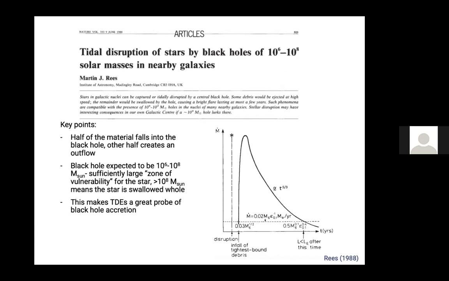If it's bigger than 10^8 solar masses, the event horizon is going to be greater than the tidal disruption radius. So you're also not going to see these around the very biggest black holes out there. And I like the last sentence: Stellar disruption may have interesting consequences for our own galactic center if a black hole lurks there. Ooh, so we'll tune back in on that. But the whole story is that TDEs are a great probe for black hole accretion, understanding how black holes feed, what is driving that growth, and how they're interacting with their surrounding environments.